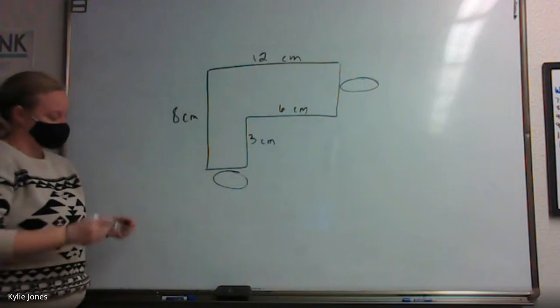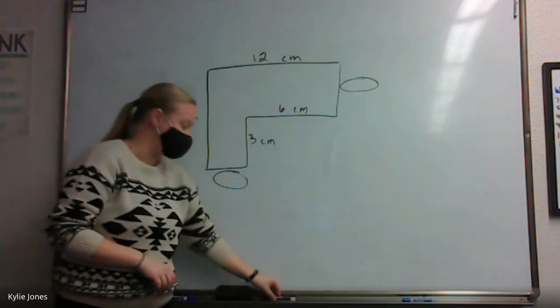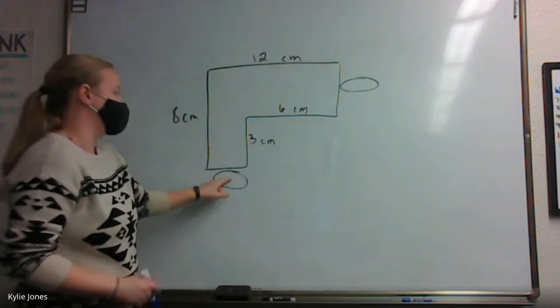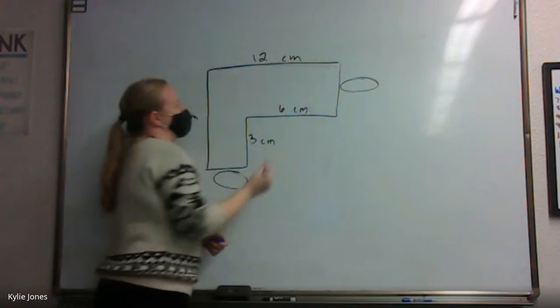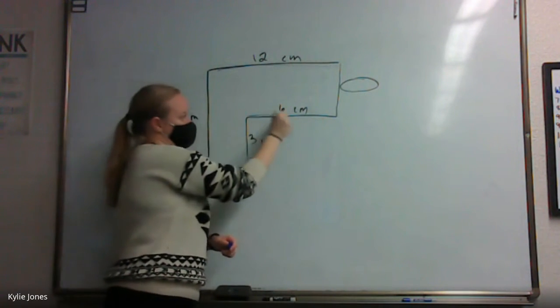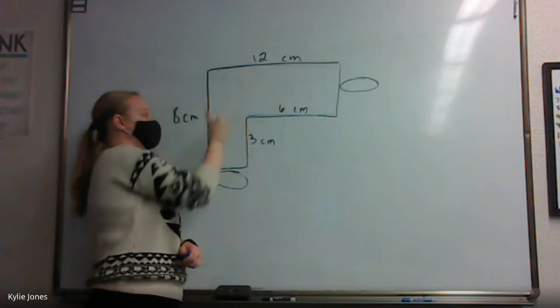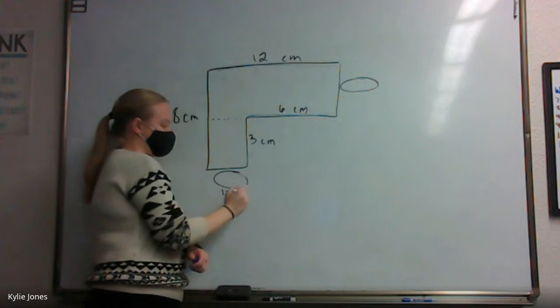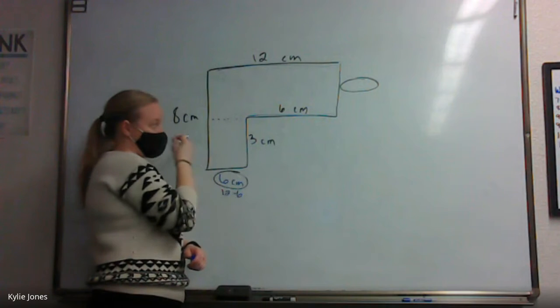You have to add and subtract. We need to do some adding or subtracting. So let's start with this bottom one. We know that this total distance is 12, correct? And we know that this little part here is 6, so we need to figure out what's left over. So we need to take 12 and subtract 6. And what do you get? 6 centimeters on that one.